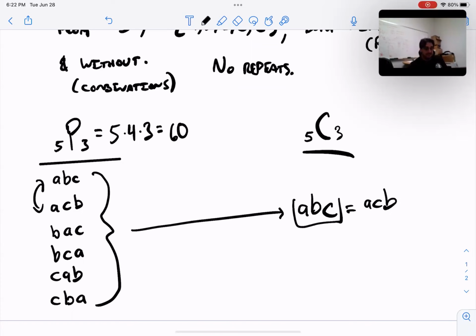So A, C, B and A, B, C are the same selection. So let's just call it A, B, C. We'll just give it that name, and don't list out all these different ones anymore. We just have ABC corresponds to all. So the combination ABC corresponds to all of those permutations that are shown on the left there. Okay, now let's keep going.